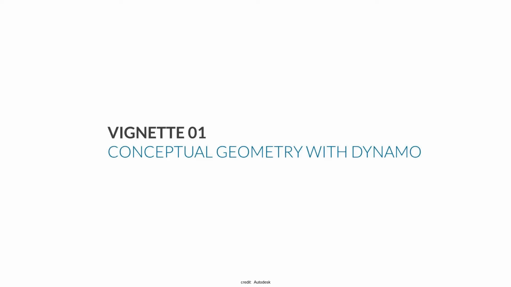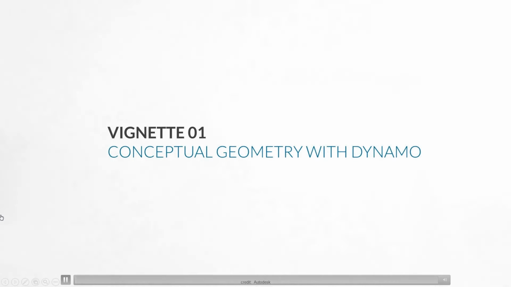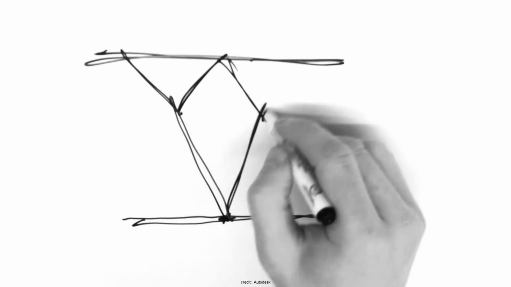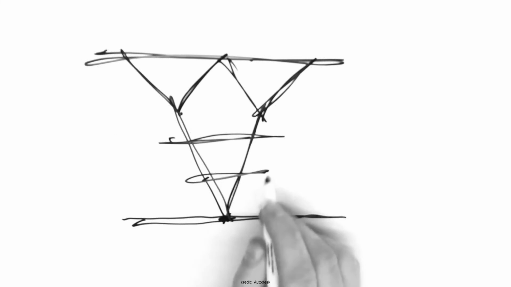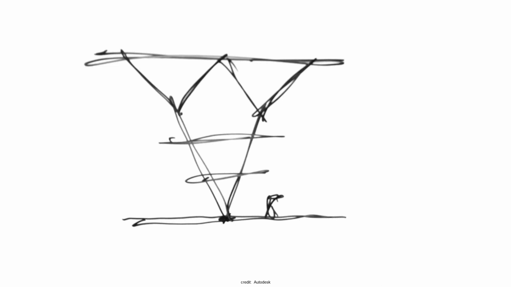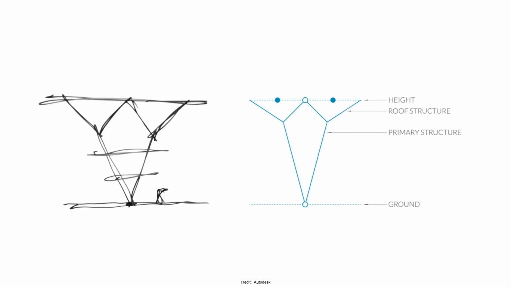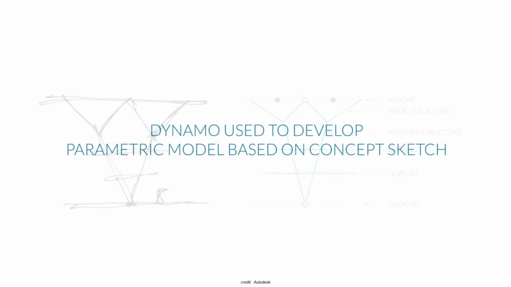Let's take a look at a quick video sketch that shows how you can actually work with Dynamo from scratch. Here we have a hand sketch using pen and paper. It shows that train station in conceptual format. Moving on to Dynamo, you're defining the ground levels, the heights, the primary structure, and the roof structure or secondary structure. So how does Dynamo deal with that?